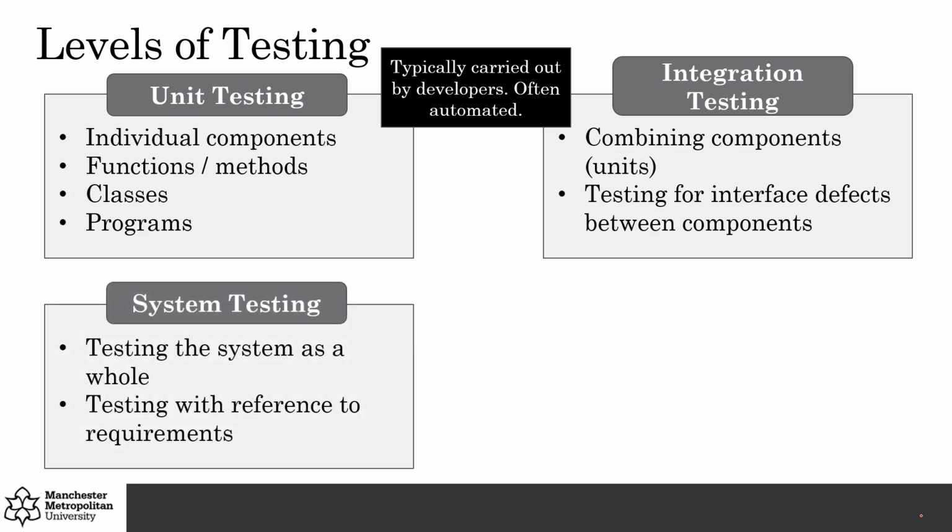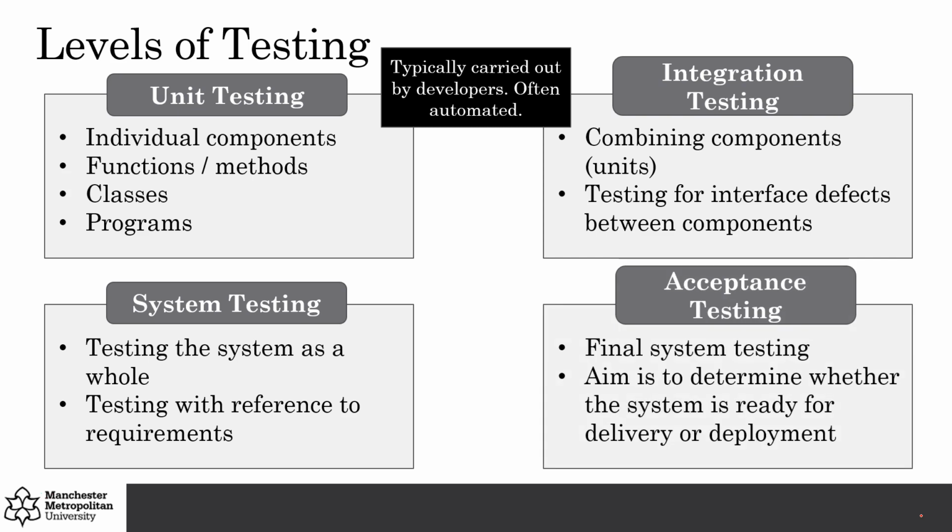Okay, and then going on to the higher levels of testing, these are typically done towards the end. So system testing is testing the system as a whole, so testing all of those units, testing with reference to the requirements, okay? So the functional requirements, the customer requirements. And then the final one, which is typically done at the end, is acceptance testing, which is testing the final system.